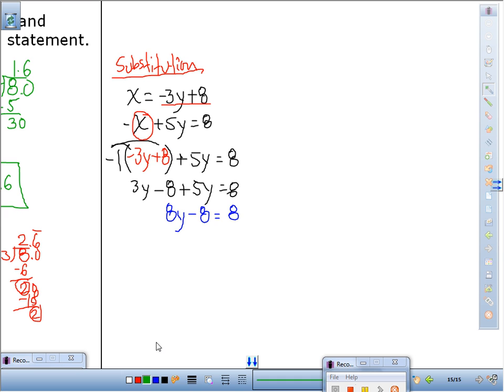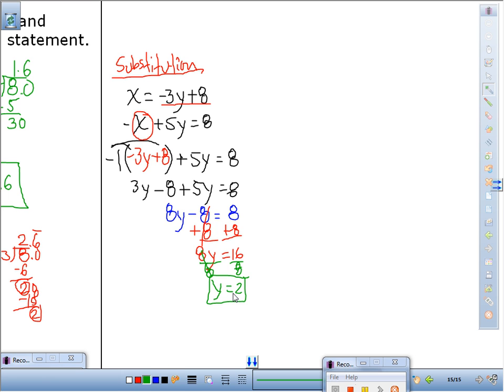Next, I add 8 to each side. We're left with 8y equals 16. And then at the end, I divide by 8. Y is equal to 2. Hands up if you got that by yourself. Okay? So step 1, we changed one of the equations into solved by one variable. It was already solved, and then I substitute into the other and solve for the remaining variable.